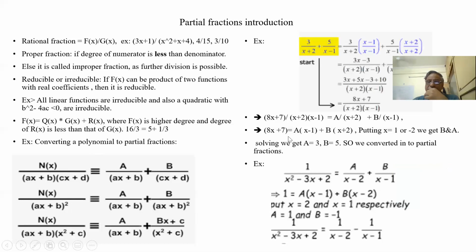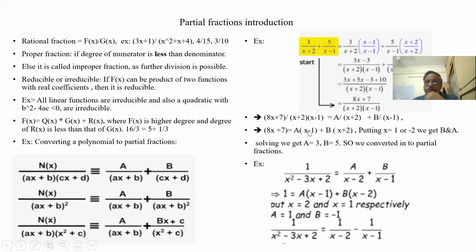Let us see. Now, I am converting this back: 8x plus 7 by x plus 2 into x minus 1. I am putting A by x plus 2 plus B by x minus 1. Once we do the LCM and the bottom gets cancelled out, what is left is 8x plus 7 equals A into x minus 1 plus B into x plus 2. When I put x equal to 1, this will become 0. So 3 into B is equal to 15. So B is 5.